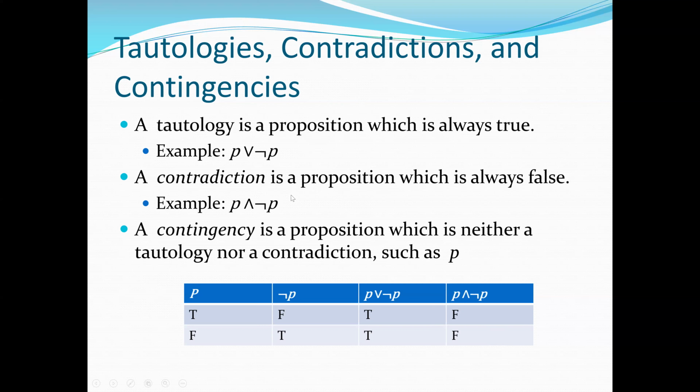So again, tautology means our expression is always positive, always true, or always one. Sometimes we use one, positive, or true. Contradiction means our final expression is always false, negative, or zero. Contingency means the proposition is neither a tautology nor a contradiction, such as P by itself. P is neither a tautology nor a contradiction. We can't say it's true or false; we can't determine it.